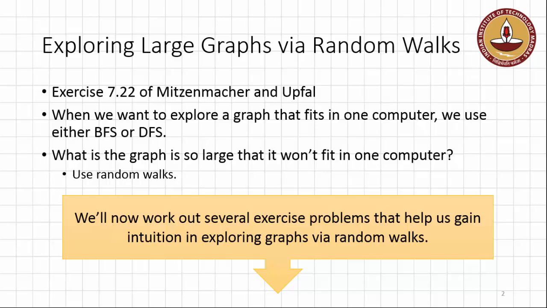And one of the techniques used to explore such very large graphs is random walks. And in general, random walks are useful to explore large objects. So we want to gain a good understanding of how random walks work. So what we are going to do today is look at several problems based on chapter 7 of Mitzenmacher and Upfal, the textbook that we have been following so far. And we will explore these problems to gain a good intuition for how random walks work in exploring large graphs.